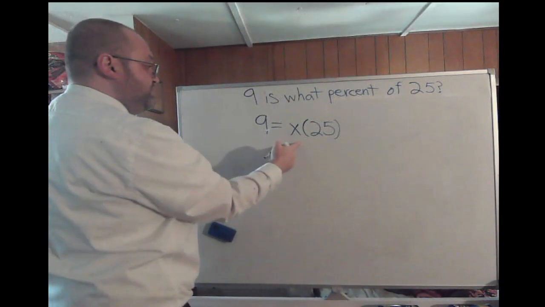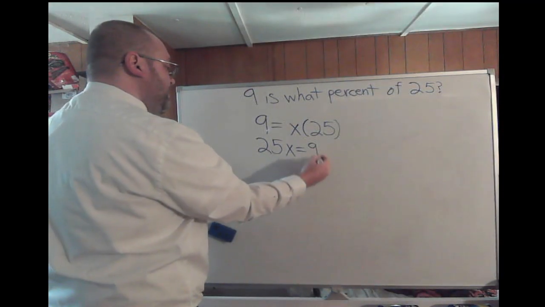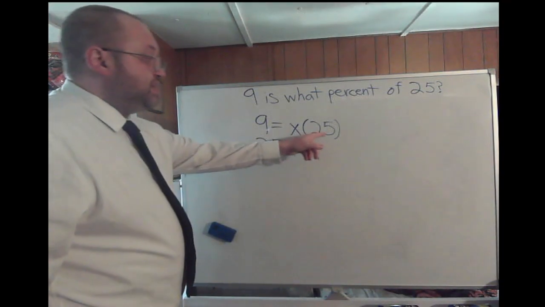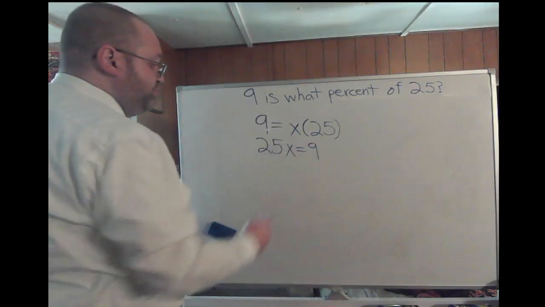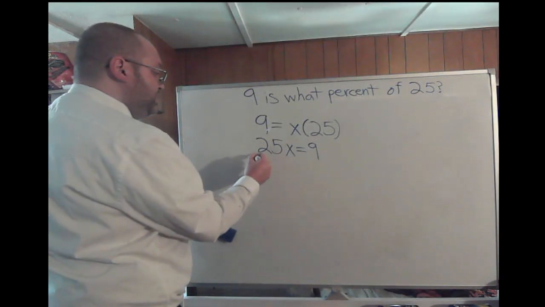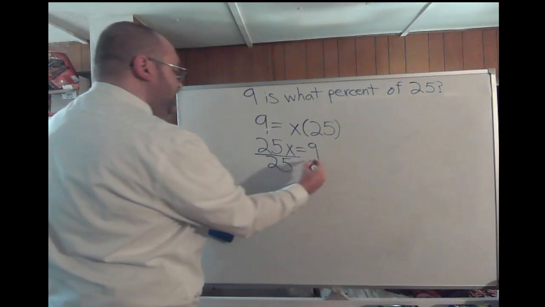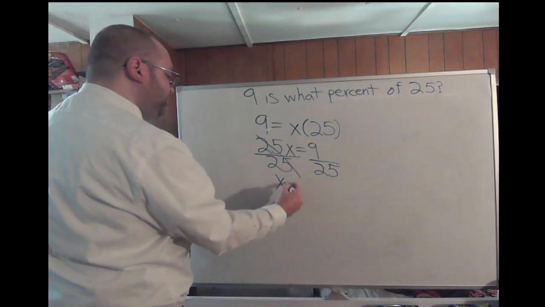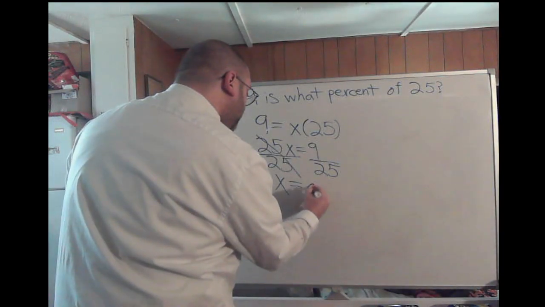I'm going to switch these around. We're going to have 25x is equal to 9. Because we don't know what the percentage is, but we know it's of 25, so it's whatever that percentage is times 25. So you just get a simple variable equation: 25x equal to 9. Now, of course, we want to solve for x. You'll have to divide both sides by 25 in order to solve it. The 25s cancel on the left-hand side. You're left with x is equal to 9/25, which is 0.36.